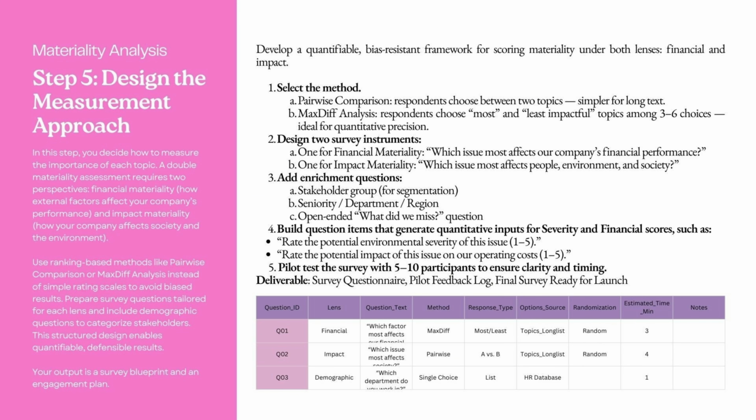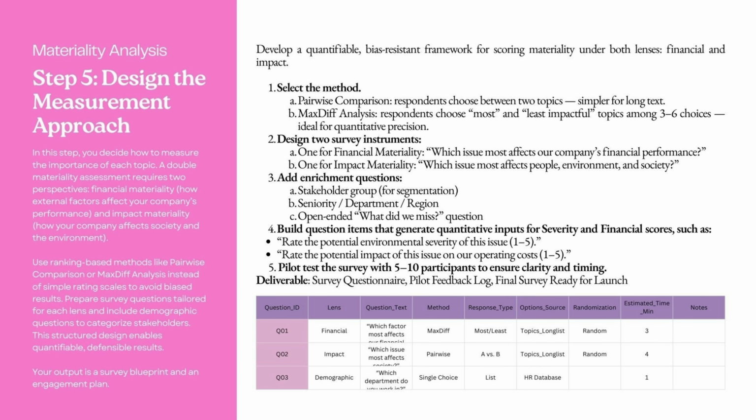Next, two separate survey instruments are designed. One survey focuses on financial materiality, asking questions such as which issues most affect the company's financial performance. The second survey focuses on impact materiality, asking which issues most affect people, the environment, and society. Additional enrichment questions are then included to support segmentation and interpretation. These capture stakeholder group, seniority, department, or region, and also include an open-ended question allowing respondents to flag any issues that may have been missed.